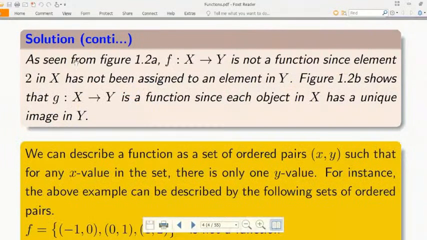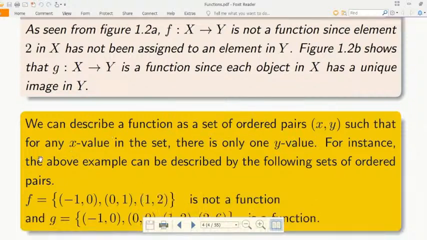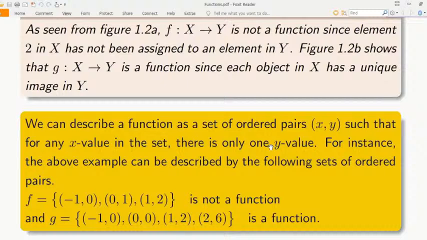You can have this, which assigns elements of X to those of Y, if X has not been assigned to an element in Y. I already explained that. B shows that G, which assigns elements, since each object in X has one image. I've said that we can also describe as HY. There is only one value in it.